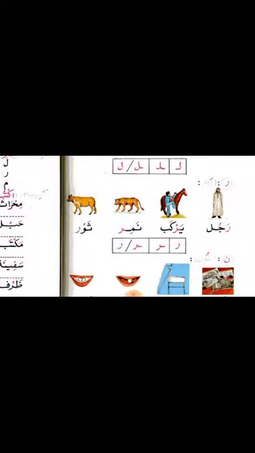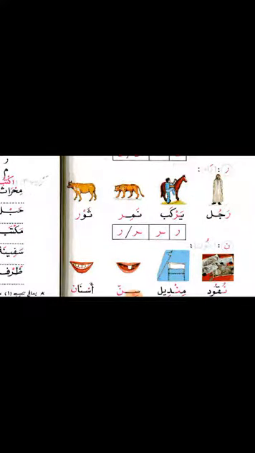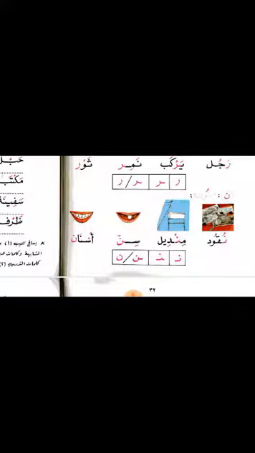Rajulun, a man. Yarkab. Riding. Namirun. Is it a leopard? Yes, leopard. Saurun, an ox. Good. Nukudun. Money. Cash. Cash, okay.